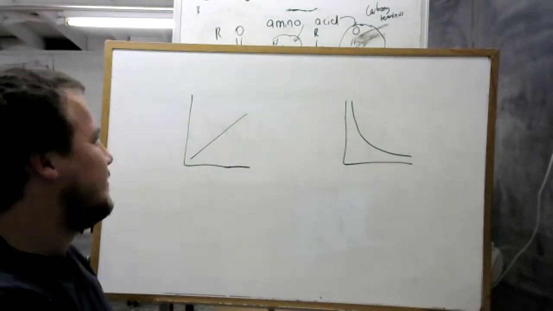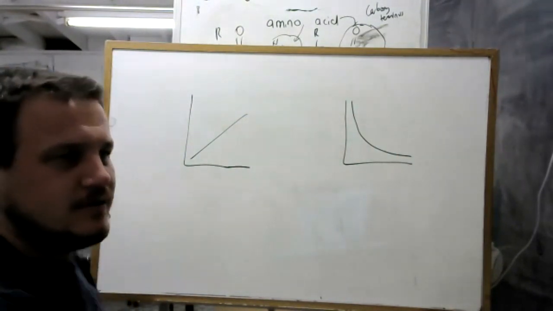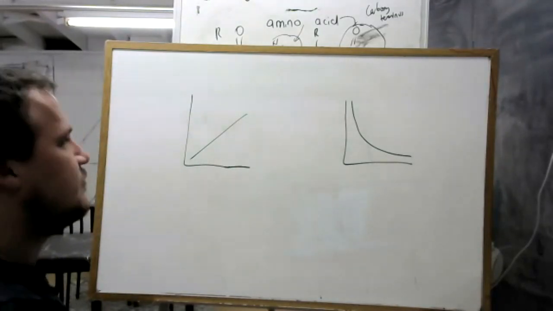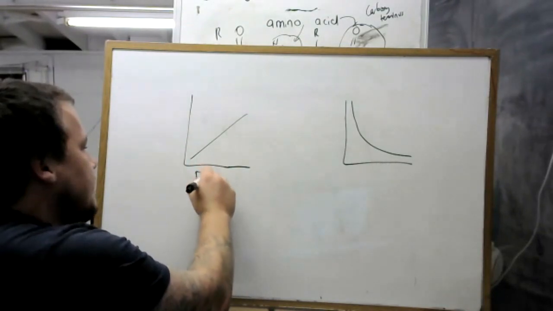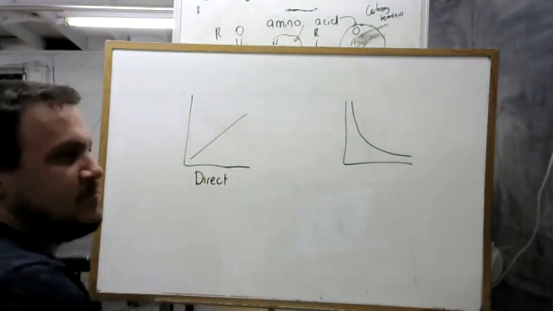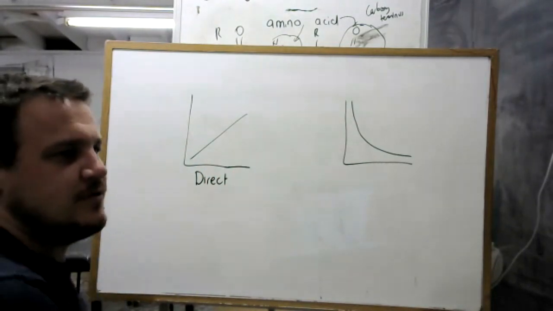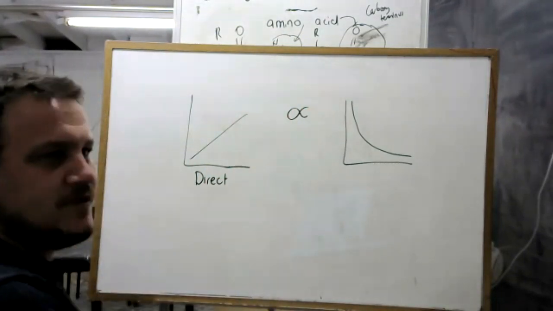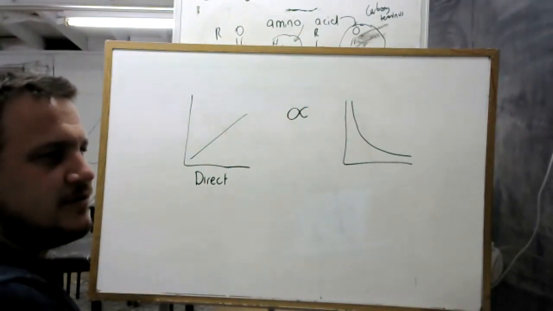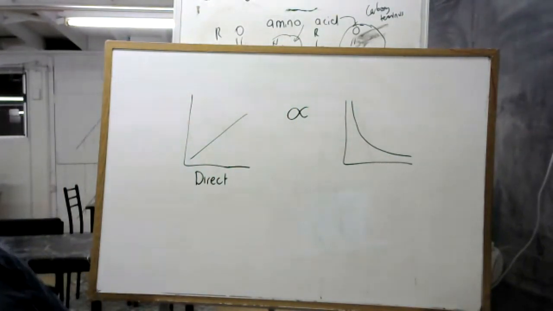No. So which one is direct? Direct is the left one. So the linear one? Yep. You remember the symbol for the proportions? No. Almost like the infinity sign. So a direct proportion, what do you think an example of a direct proportion might be?